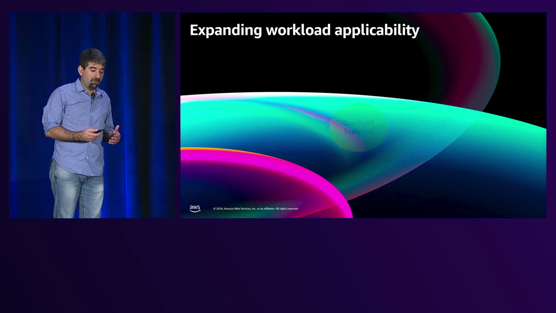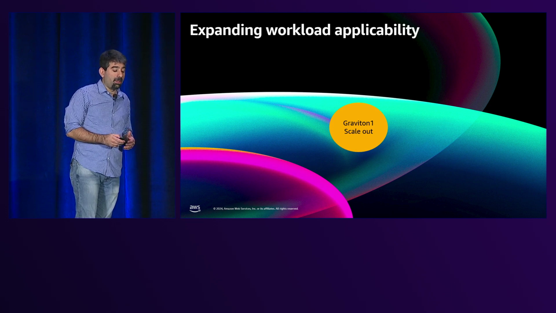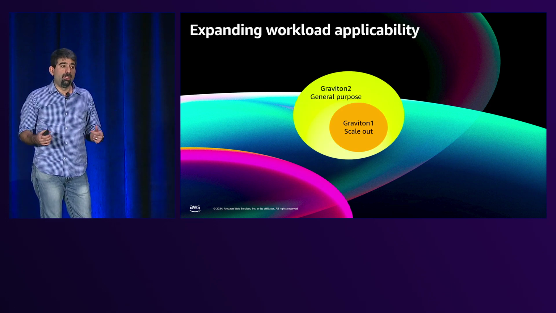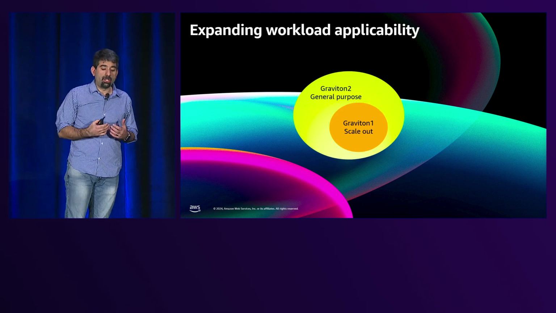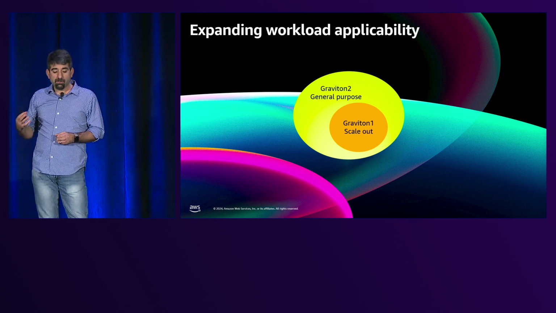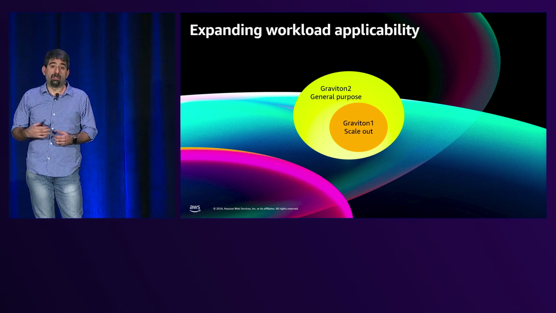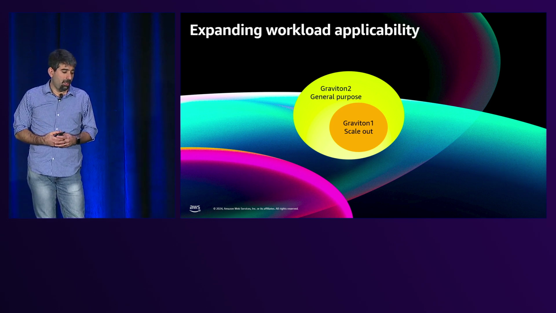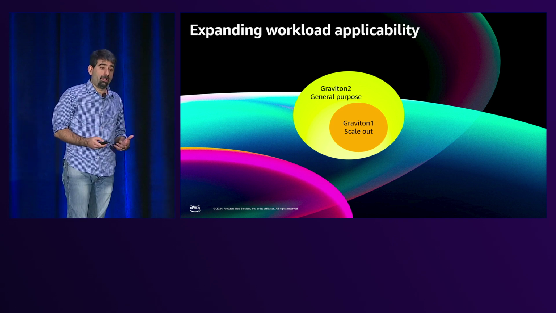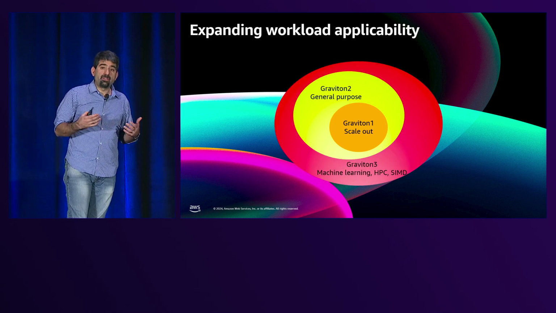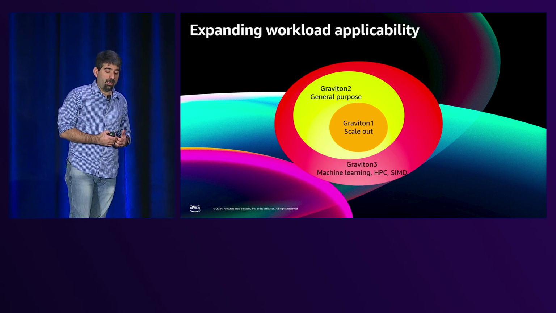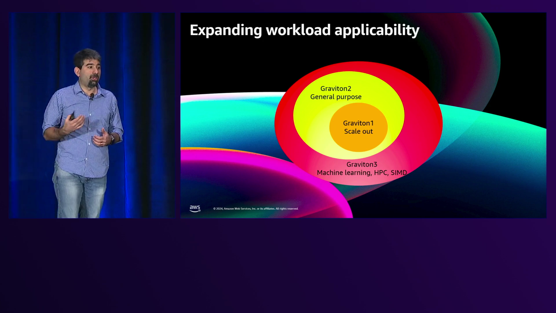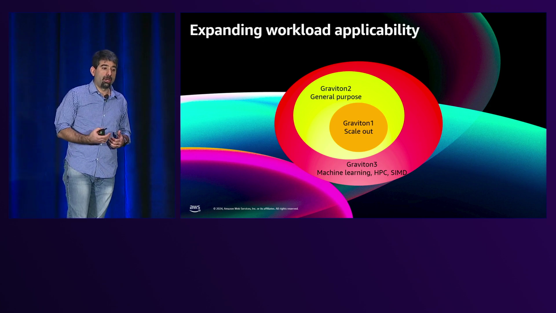But with Graviton 2, we started seeing applicability to scale-out workloads. We saw customers running Java and Go, Rust, key value stores, and load balancers. Graviton 3 expanded this further. With the increased SIMD width that Graviton 3 provided, we saw HPC and machine learning workloads start migrating to Graviton.